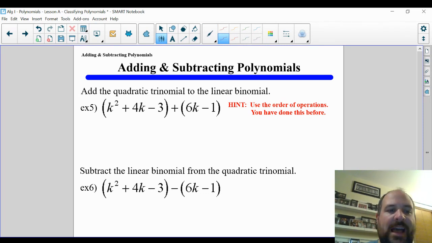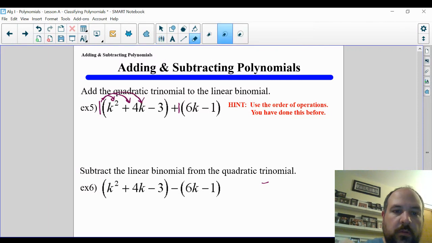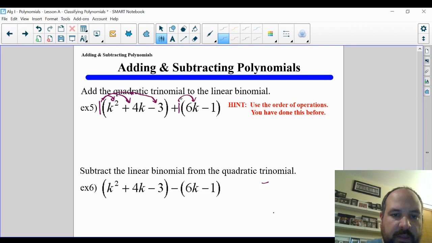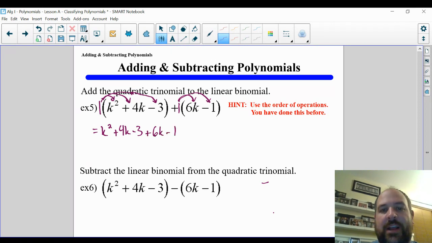In the case of number 5, that means we have a 1 in front of k squared plus 4k minus 3, and we have positive 1 in front of 6k minus 1. So we're going to distribute 1 through the first set of parentheses. We're going to distribute 1 through the second set of parentheses. And the thing here is when we distribute 1, nothing actually changes. We're basically just rewriting these expressions, but without the grouping symbols. So what that allows me to do is now just combine the like terms.